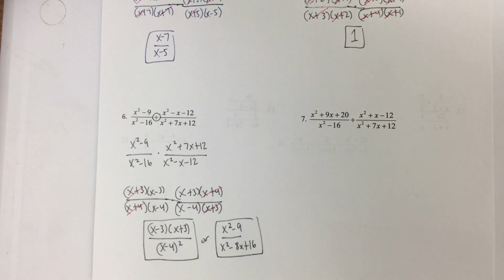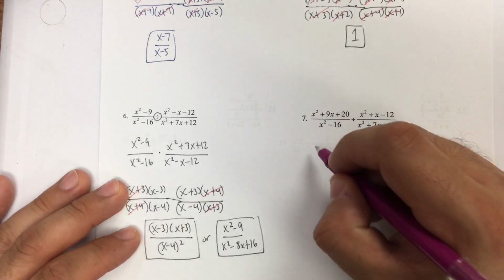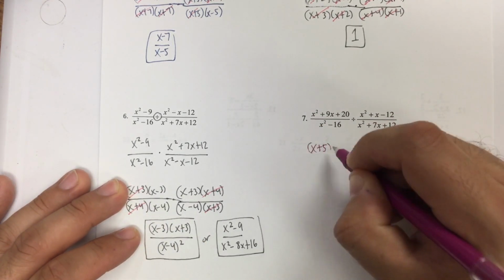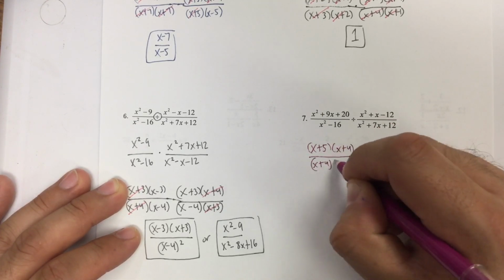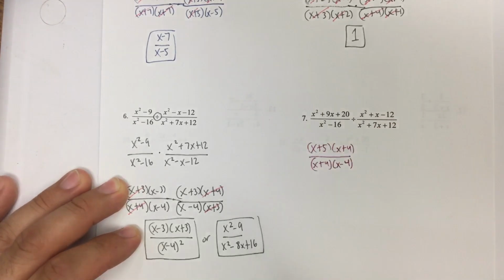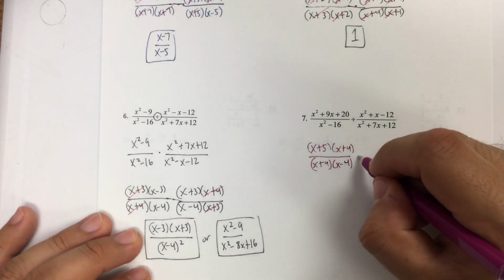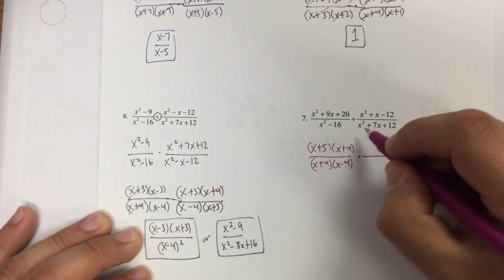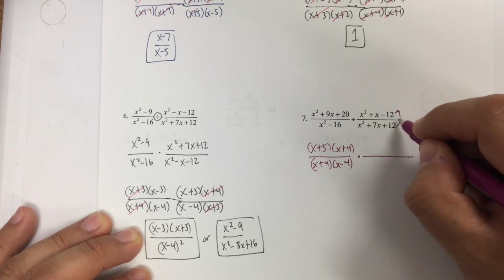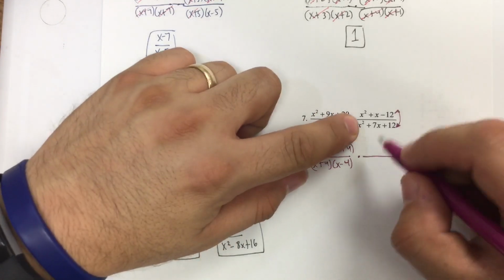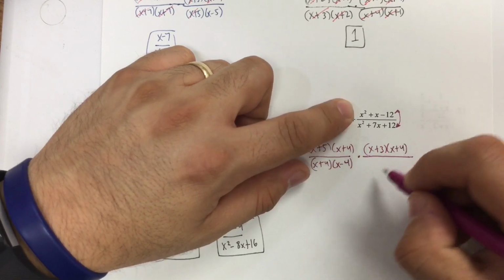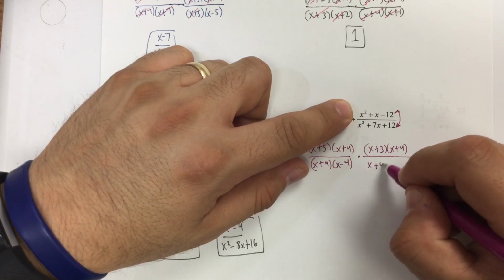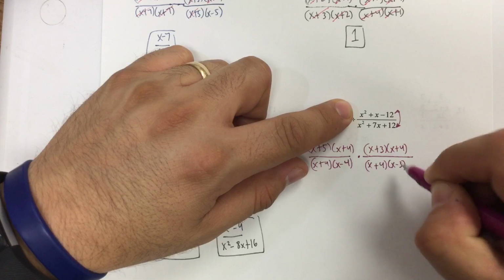For number 7, this one I'm just going to go straight into working it out. So I'm going to factor this. So x plus 5, x plus 4, x plus 4, x minus 4. From here, I'm going to multiply, and I'm going to factor while I flip it. So this is going to go to the top, and this one will move to the bottom. So this becomes x plus 3, x plus 4, x plus 4, x minus 3.